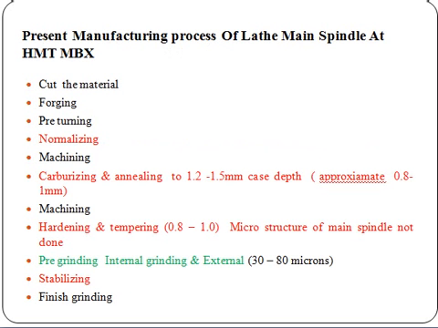The present manufacturing process of the lathe main spindle at HMT is: cut the material, forging, pre-turning, normalizing, machining, carburizing and annealing to 1.2 to 1.5 mm case depth, machining, hardening and tempering, pre-grinding, internal grinding and external grinding, stabilizing and grinding. Among these, normalizing, carburizing and annealing, hardening and tempering, and stabilizing are the areas where the distortion probably occurs. The main one is hardening and tempering. The microstructure of the main spindle was not examined this year.